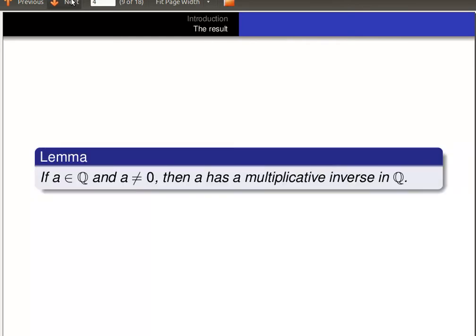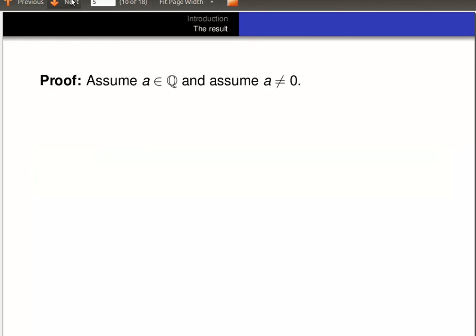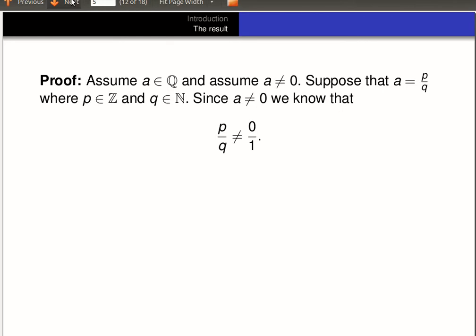So the lemma that we're going to prove is that if A is a rational number and not equal to 0, then A has a multiplicative inverse in the rational numbers. Okay, so assume that A is a rational number and assume that A is not equal to 0. Let's suppose that A can be represented as p over q, where p is an integer and q is a natural number. Well, first, since A is not equal to 0, we know that p over q is not equal to 0 over 1.